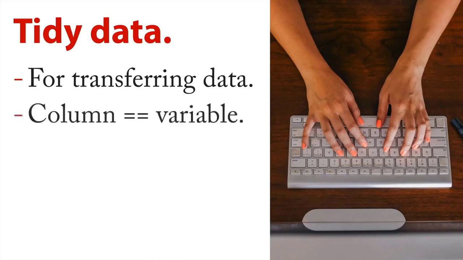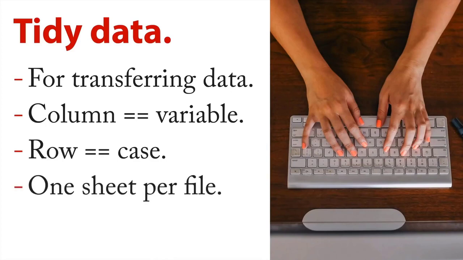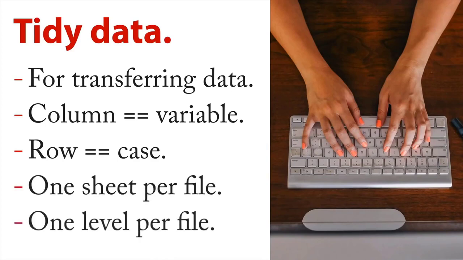Number one, what you want to do is have a column be equivalent to a variable. Columns, variables, they are the same thing. And then rows are exactly the same thing as cases. And then you have one sheet per file, and then you have one level of measurement, say individual, then organization, then state, per file. Again, this is undoing some of the flexibility that's inherent in spreadsheets, but it makes it really easy to move the data from one program to another.